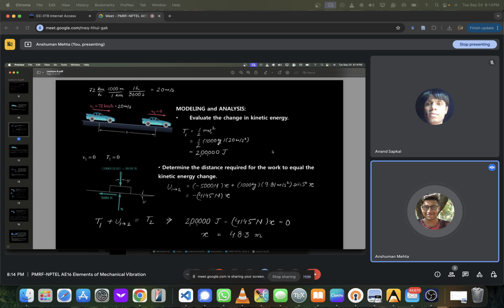So this gives us X is equal to 48.3 meter. So that was the distance required for the work to equal the kinetic energy change.